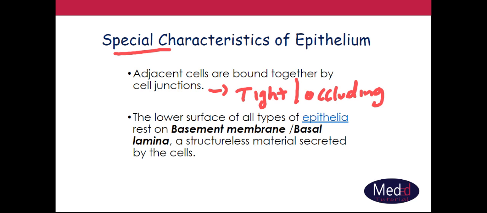Another thing you need to know, like I mentioned previously, is that the lower surface of all types of epithelial tissue rests on the basement membrane. This statement might not be completely true, because in certain types of epithelial tissue, all the cells might not actually rest on the basement membrane. The basement membrane, you can also call it the basal lamina.